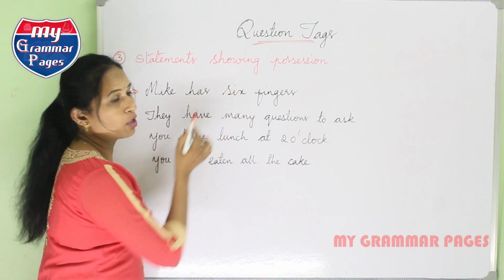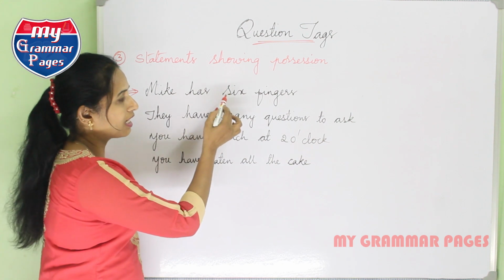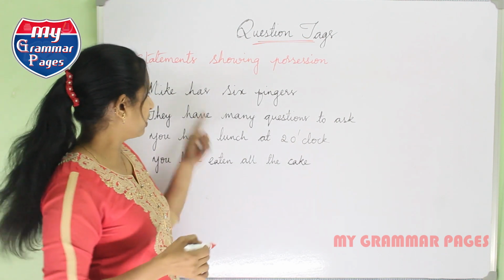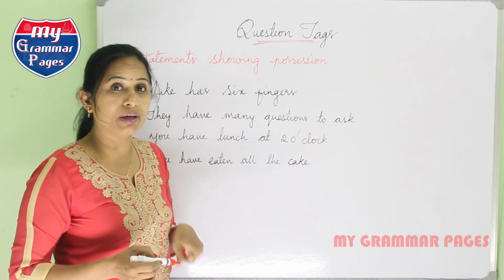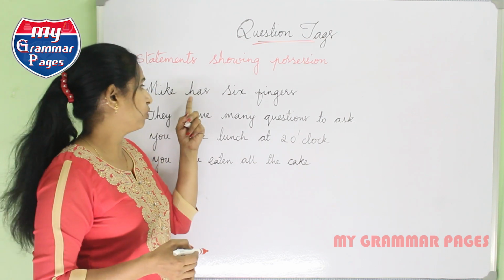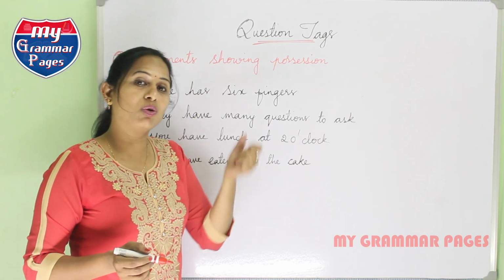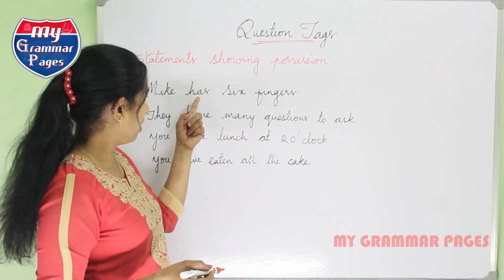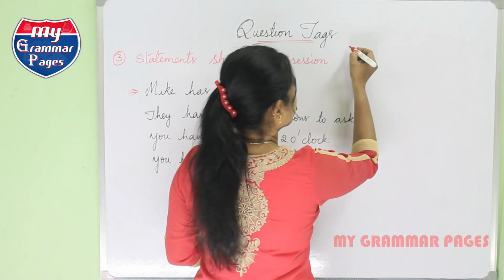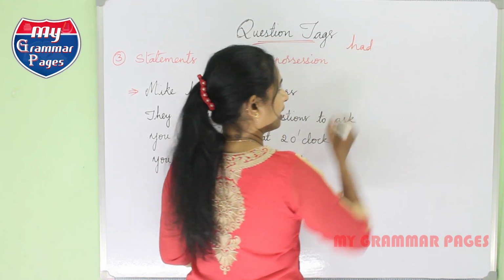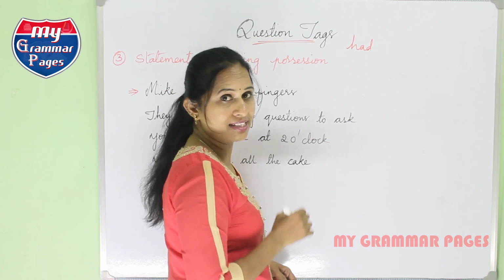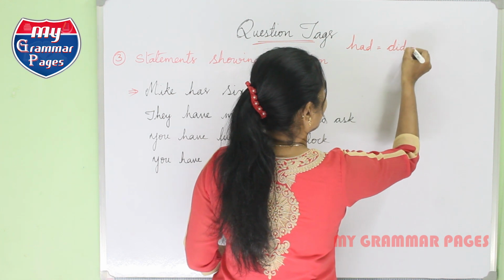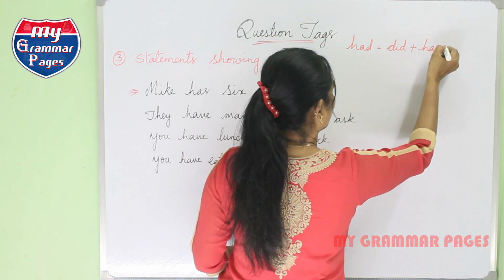So here it is talking about the possession of Mike, that is, he has 6 fingers. Just like the main verb, here it is not acting as a helping verb. Remember my dear children, all the verbs, though they are auxiliary verbs, sometimes behave as the main verb, the state of being. Just like the previous example rules, had is the past form of has. So if you take had, it goes with did plus have, where have is the root verb.